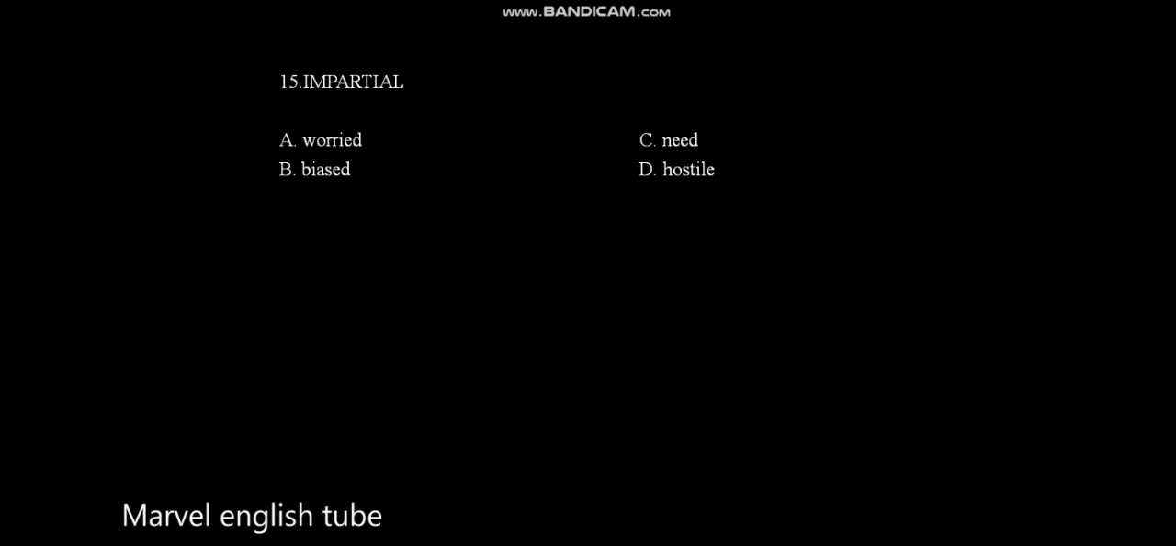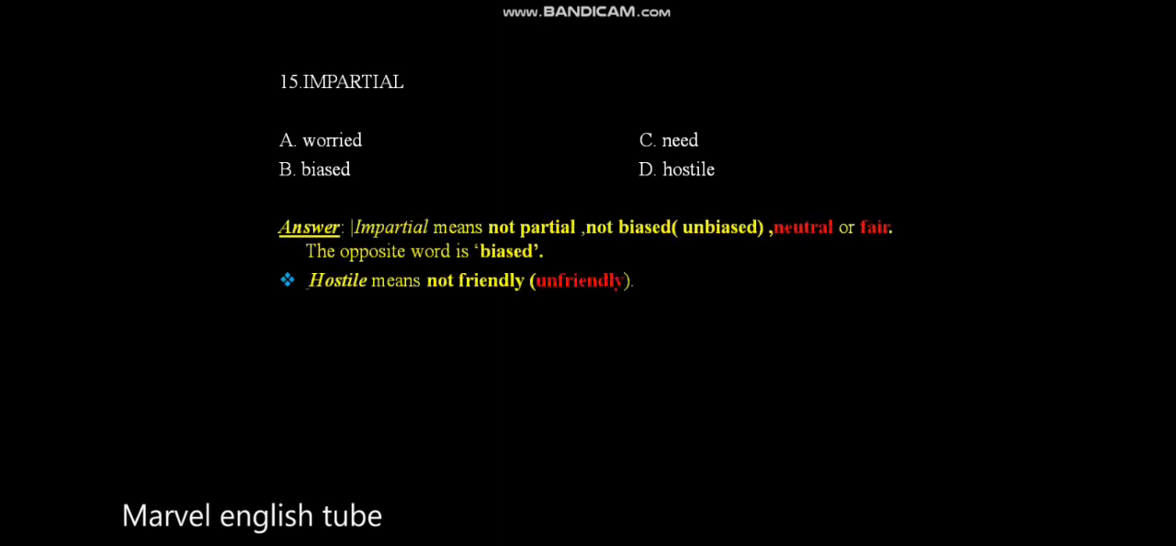The first antonym question is impartial. First you have to know their meaning. Impartial means not partial, not biased, neutral, የማያዳላ, neutral ገለልተኛ ማለት ነው. So ተቃራኒው ምንድነው? የሚያዳላ ላንድ ወገን የቆመ ማለት ነው. So from the words given, biased is the opposite word. Worried የተጨነቀ ማለት. Need is another word. Hostile means unfriendly, የራቀ ጓደኛ ለማቅረብ የማይቻል የማይመች ማለት ነው. So the correct answer is B.